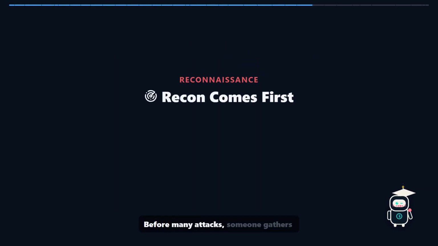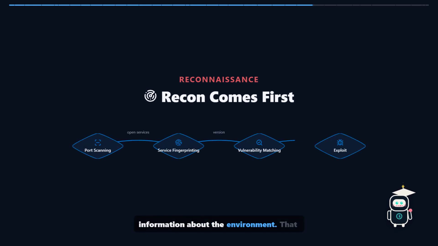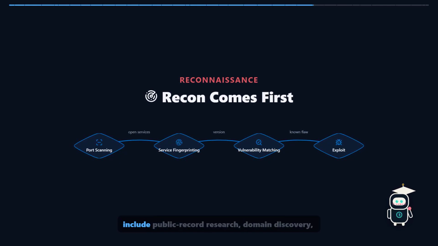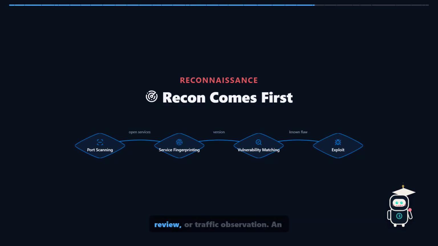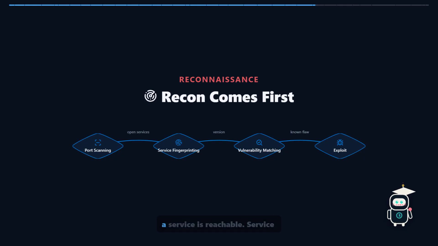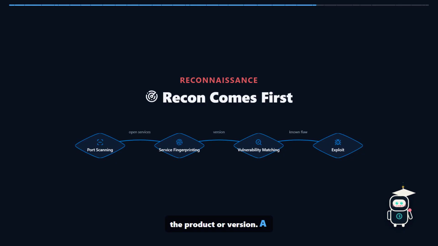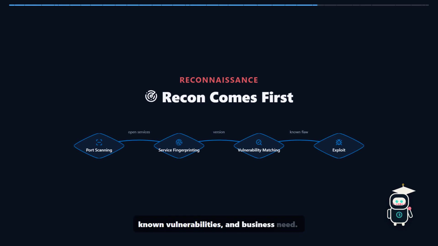Before many attacks, someone gathers information about the environment. That activity is reconnaissance. It may include public record research, domain discovery, port scanning, service identification, configuration review, or traffic observation. An open port can reveal that a service is reachable. Service fingerprinting may provide clues about the product or version. A defender may then compare that exposure with patch status, configuration, known vulnerabilities, and business need.